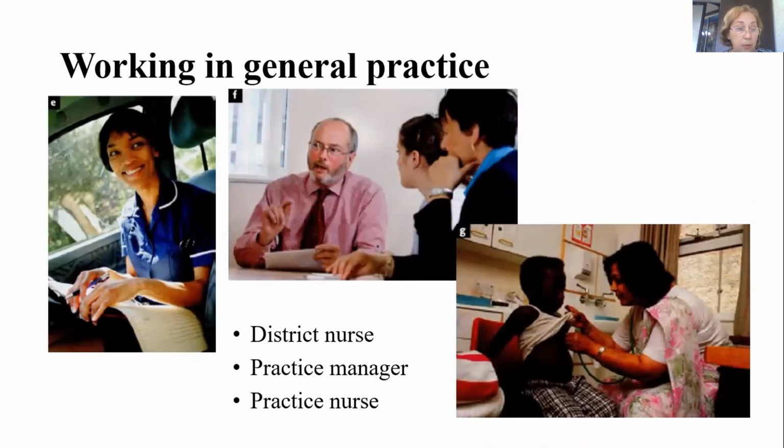Yes, Roa, can you comment on this slide? Picture E. Yes, it is a district nurse. The job is going to the patients in their homes, like older patients, and providing care to housebound patients by performing regular home visits. And these visits may occur once a day or multiple times, depending on the level of care required by a patient. Okay, that's a very expert definition.